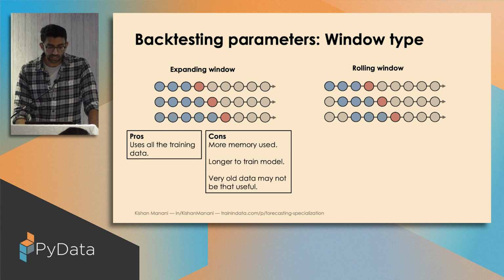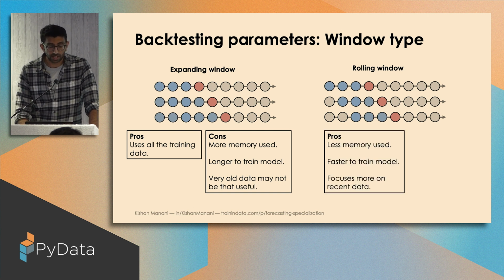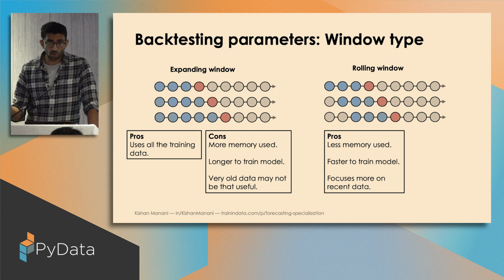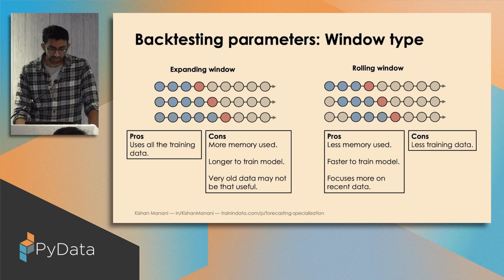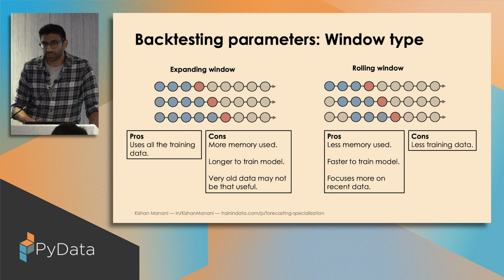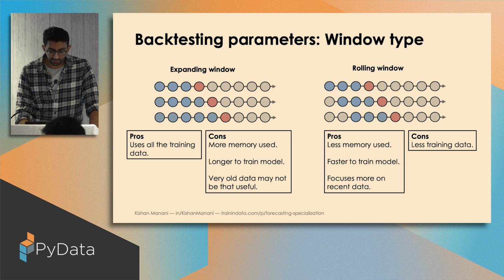The con is if you're using your entire data set and you have quite a lot of data, you're using a lot more memory, and it takes longer to train the model. And if you have very old data, that may not actually be very useful. It may not actually be giving you a lot of value for forecasting purposes. And so a typical strategy is to only use a rolling window, and so you end up using less memory, it's faster to train, and you will also focus more on recent data, which can potentially also give you a better model. The downside is you're not using all the data you potentially have for training.